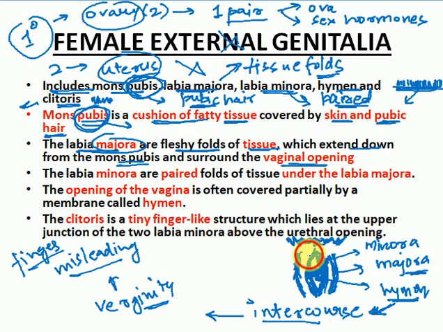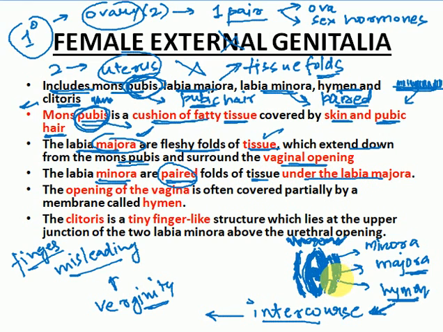This is the vaginal orifice and this is the labia minora, which is paired. So labia majora is a fleshy fold of tissue surrounding the vaginal opening. It is present on both sides of the vaginal opening. Labia minora are paired folds. These are paired folds of tissue under the labia majora.